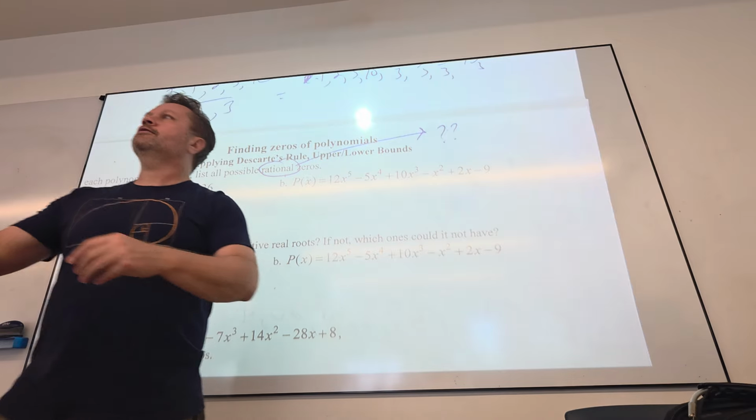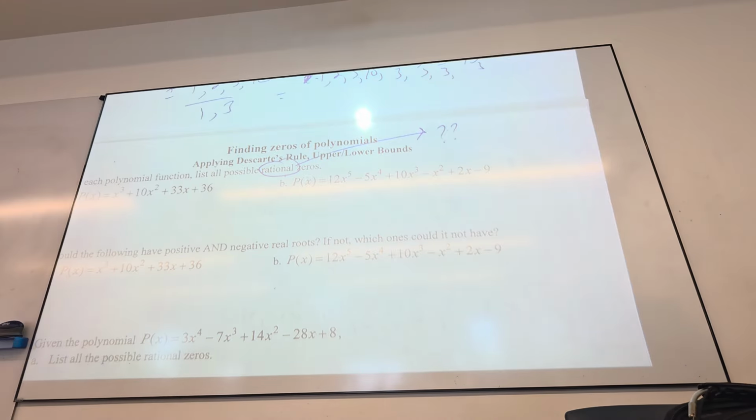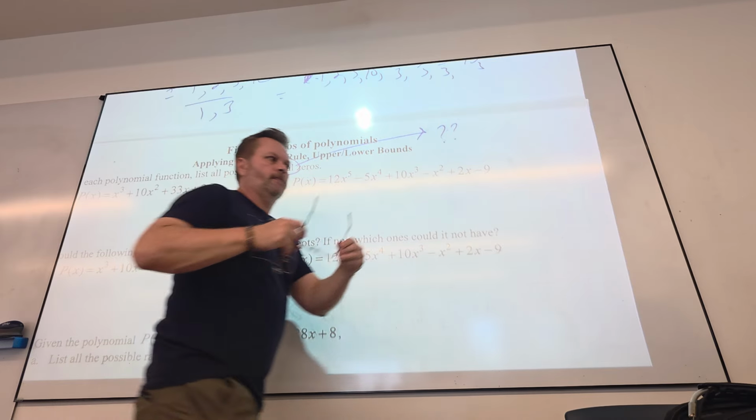So while an answer, a zero, could be 2 plus rad 3, that's not rational. It wouldn't show up on my list, thank the gods. Do you want to include all the possible irrational? No, I don't. Okay.